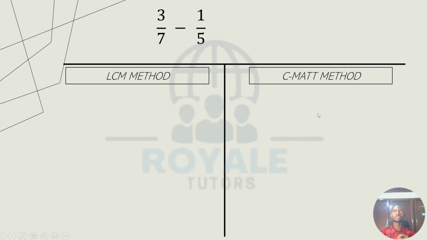Now, what if the denominator of one is neither a factor nor a multiple of the other one? For example, this is 7 and this is 5.